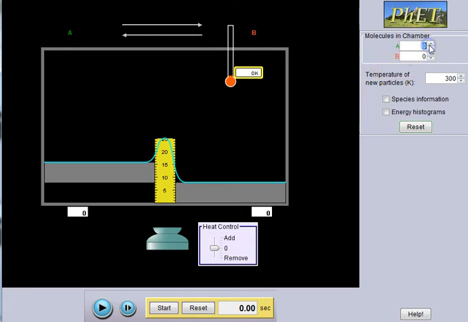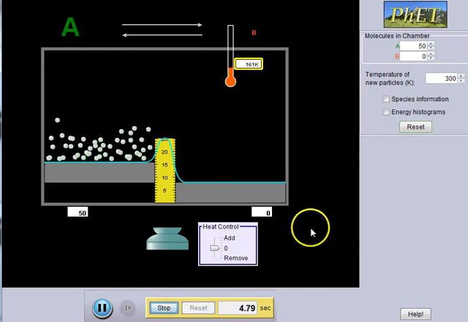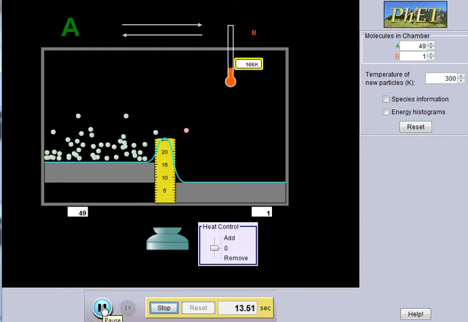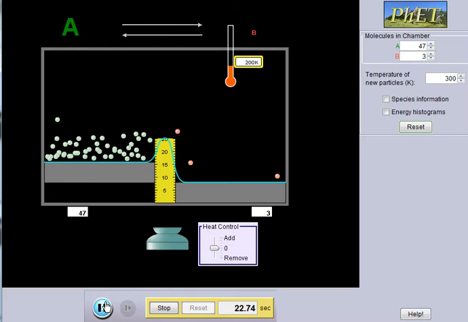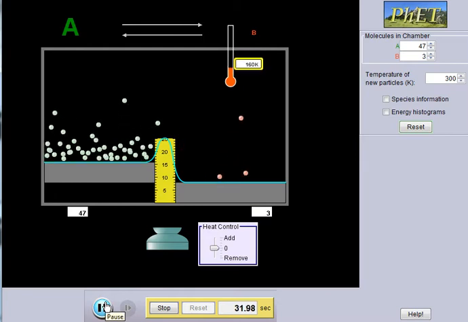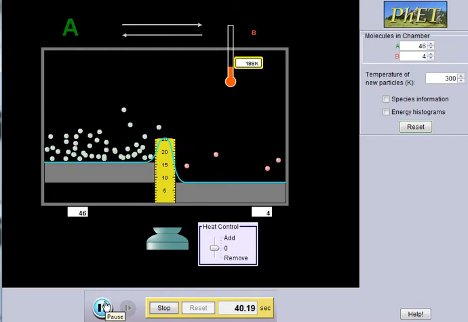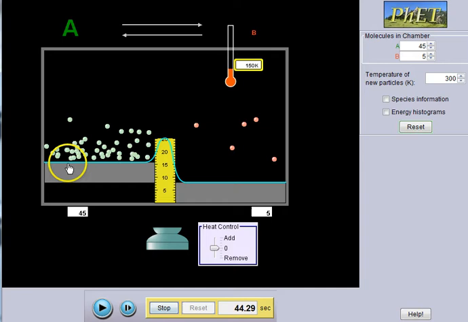So to begin, the students will put a certain number of molecules in one chamber and start their clock. And then every 20 seconds they will pause, record how many are in each area, and allow it to run all the way until they have all of their data, pausing every 20 seconds to record.